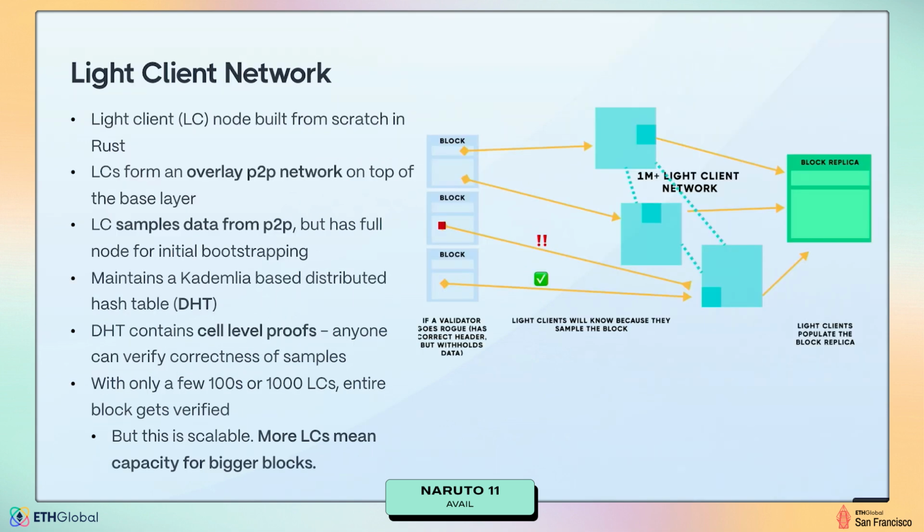Light client networks. So this is one of the powerful tools that we have in AvailD. What light clients basically are is an overlay P2P network on top of the base layer. What it does is that it samples the data from P2P, and then you do not need to download the whole node, as I previously said. It just randomly takes samples for verification purposes.